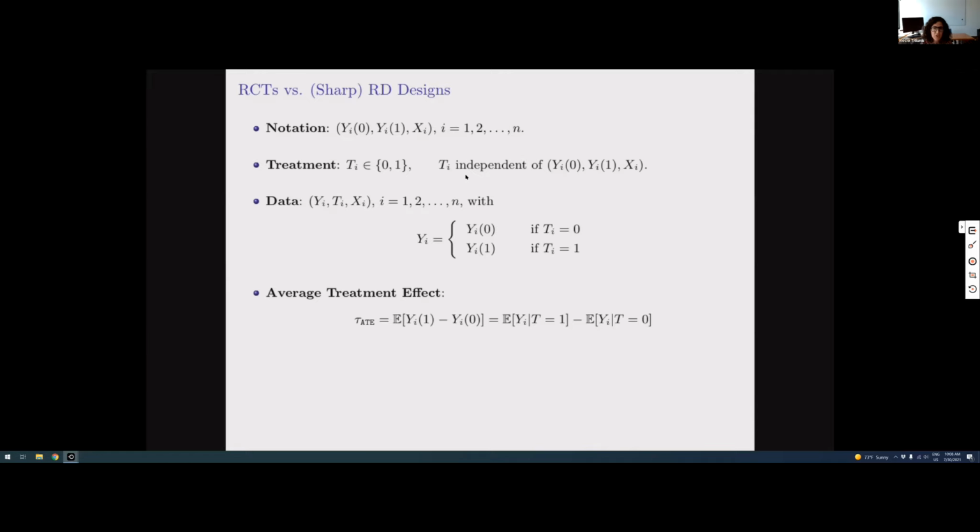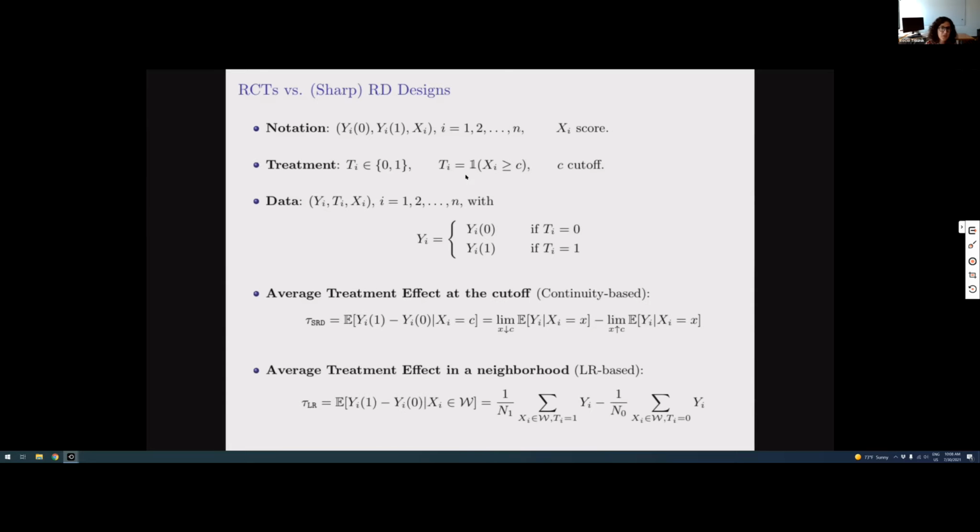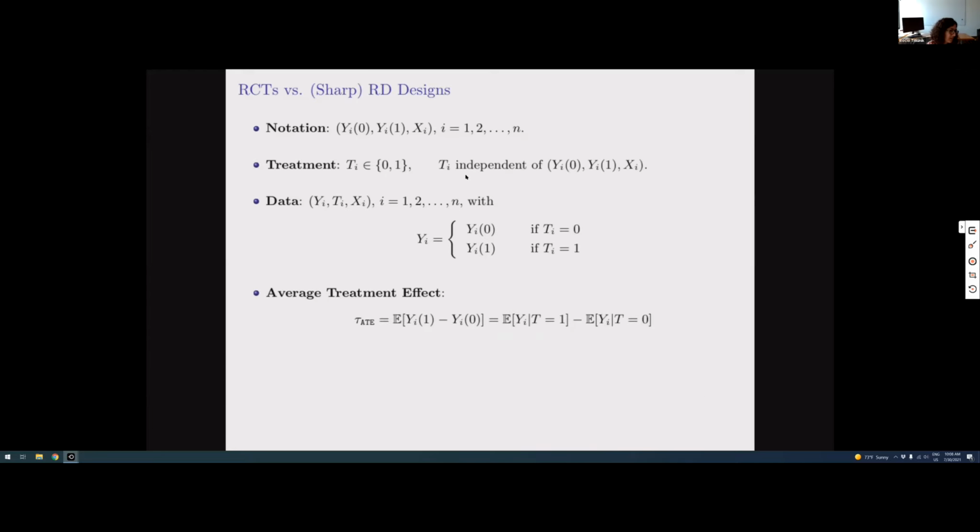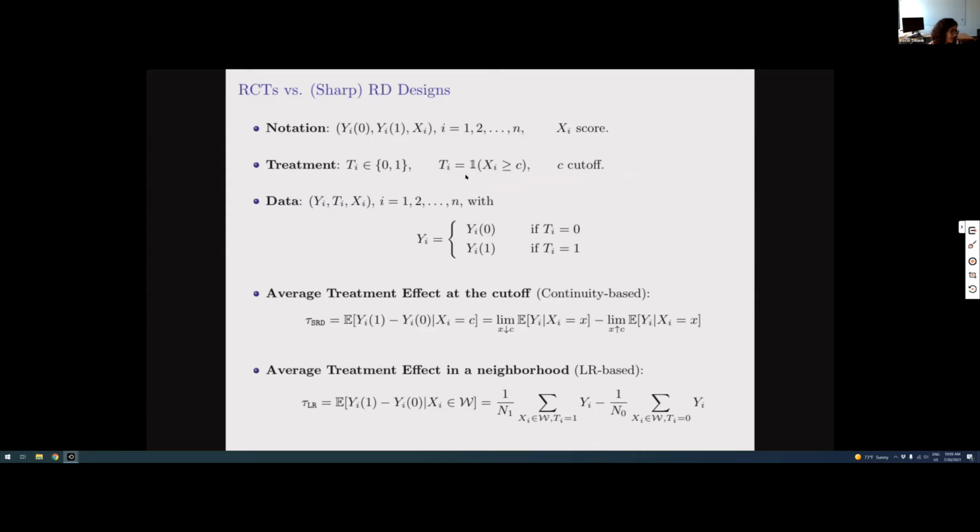I'm going to keep the notation, and now I'm going to change the assignment. I'm going to go from an RCT to a regression discontinuity. What's going to happen is the independence between t and the potential outcomes is going to be replaced by something that has nothing to do with independence, which is basically an indicator that is going to be 1 whenever our score is above a known cutoff. That's going to be fixed, and 0 otherwise. The data is the same as we had before. I'm now using x as the RD score.